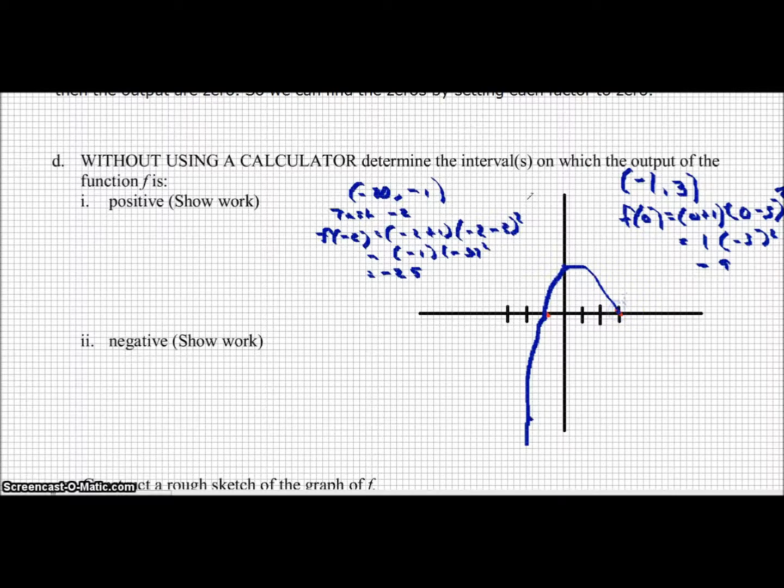I'm not sure exactly how that is going to happen. It could go up and then go up a little bit more and then come down. But we know that we're positive from negative 1 to 3. So far we've shown that from negative 1 to 3 we're positive, and from negative infinity to negative 1 we're negative.